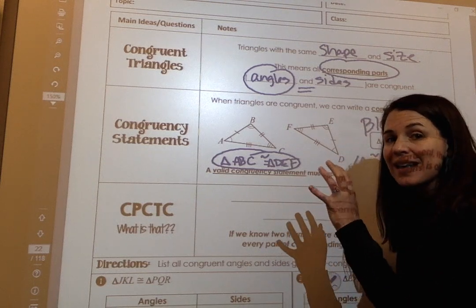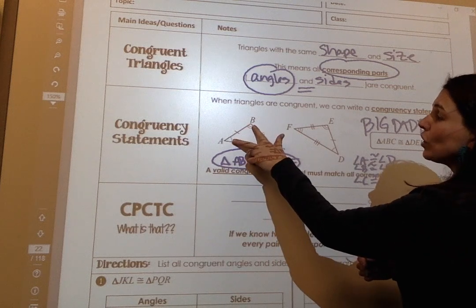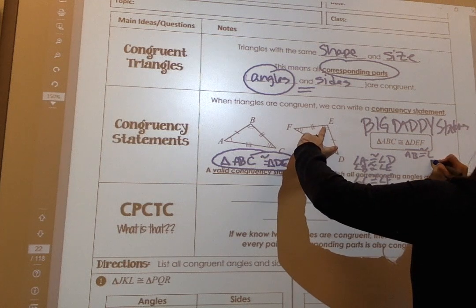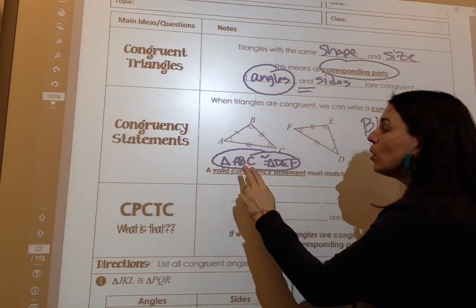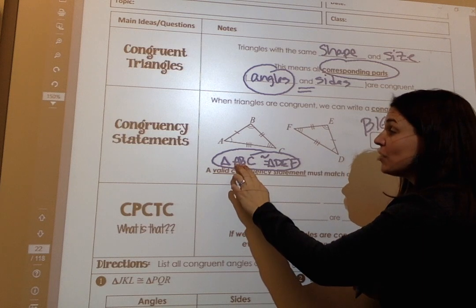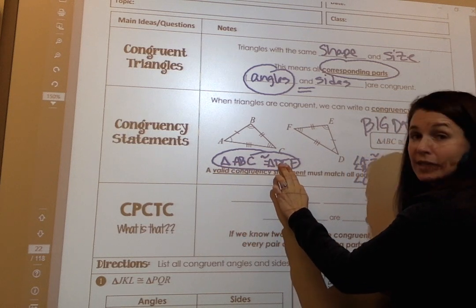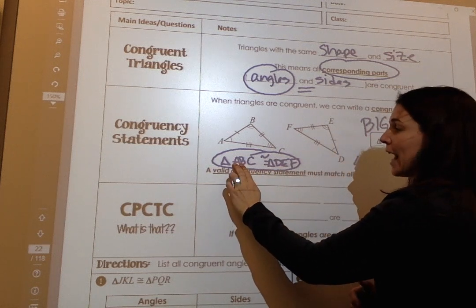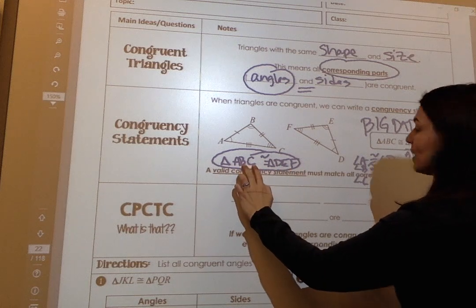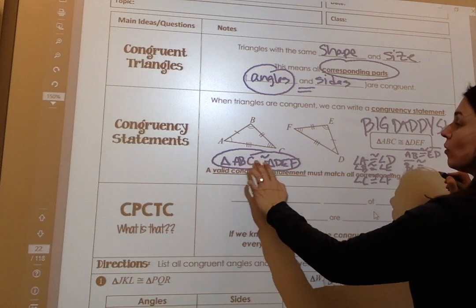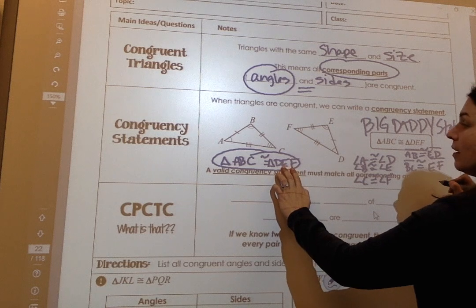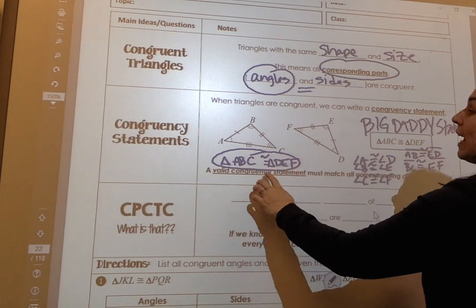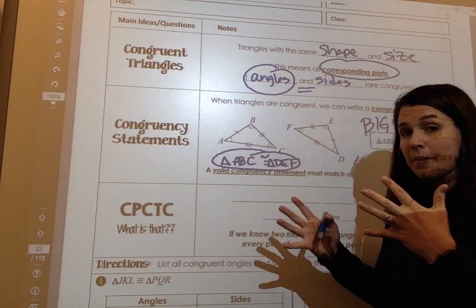Look how I'm watching for my sides to be congruent. I can look at the picture and I can see that AB is going to be congruent to ED. But I can also look at my statement and look at the positioning that AB is going to be congruent to DE. That's why this statement is so powerful. Just the positioning. AB is congruent to DE. I can say that side BC is congruent to side EF. I can say that AC is congruent to side DF. And if I look at my picture, it's going to tell me the same thing.